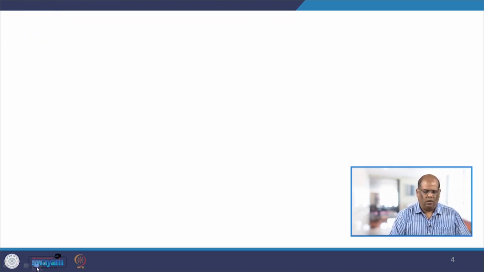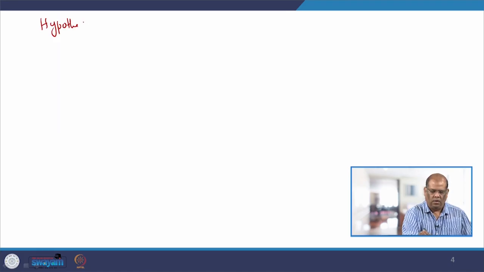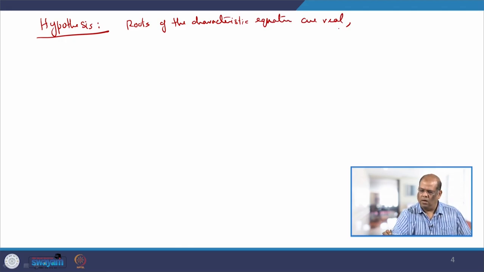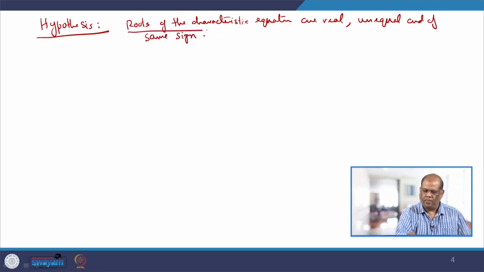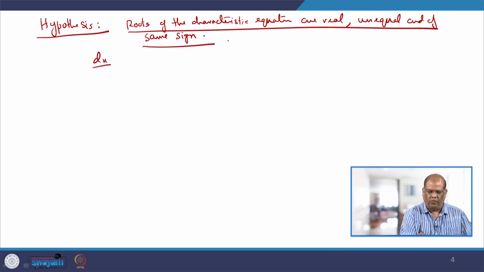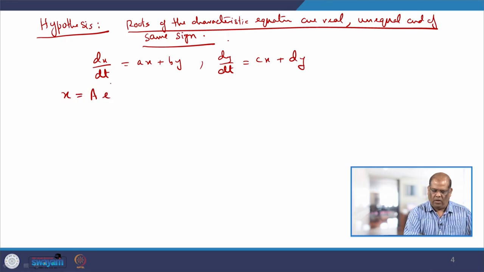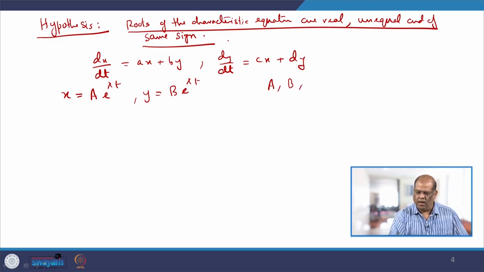Now, let us come to the proof. So, the hypothesis is that the roots of the characteristic equation are real, unequal, and of same sign. So, we consider a linearized version of the autonomous system, that is dx/dt equal to ax plus by, and dy/dt equal to cx plus dy. So, we assume the solution of this to be of the form x equal to A e to the power lambda t and y equal to B e to the power lambda t, where A, B, lambda are constants.